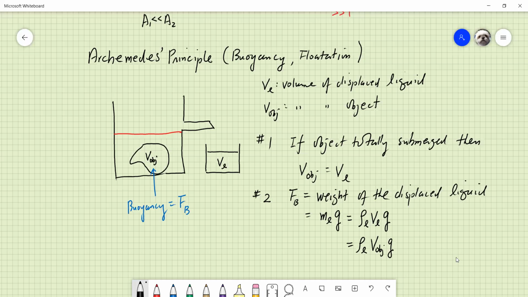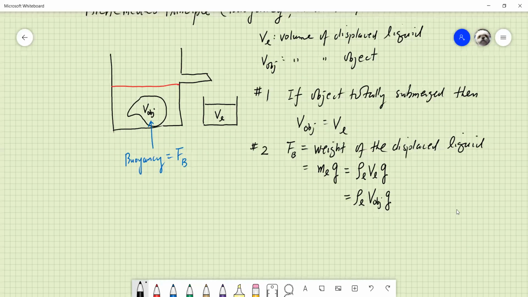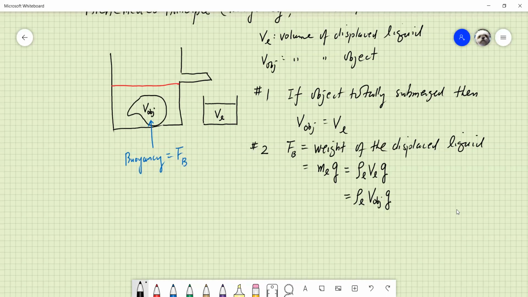Now the question is, going back to the Dead Sea: why is the buoyancy force so strong in the Dead Sea? What is the water in the Dead Sea? What is the difference between the water in the ocean and the water in the Dead Sea? Now we know the Archimedes principle.